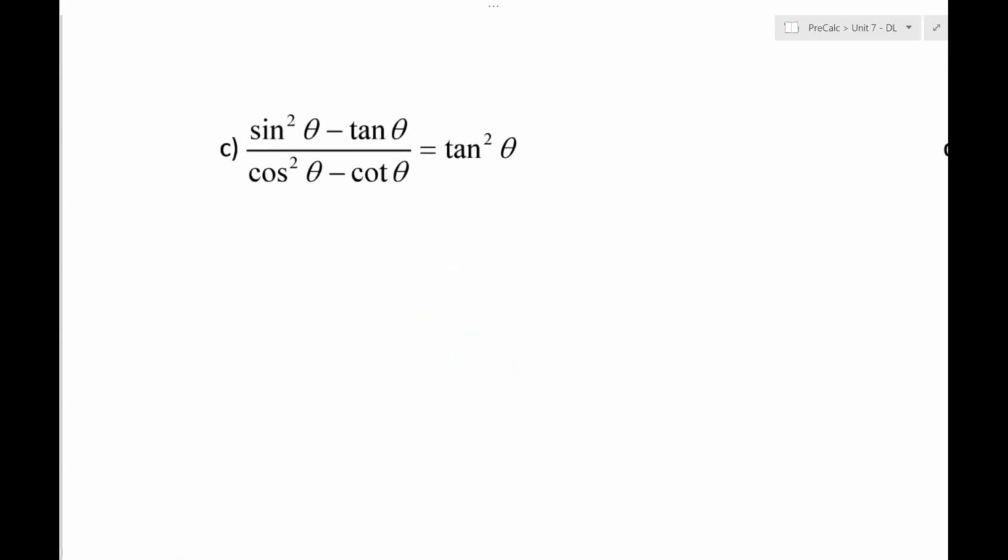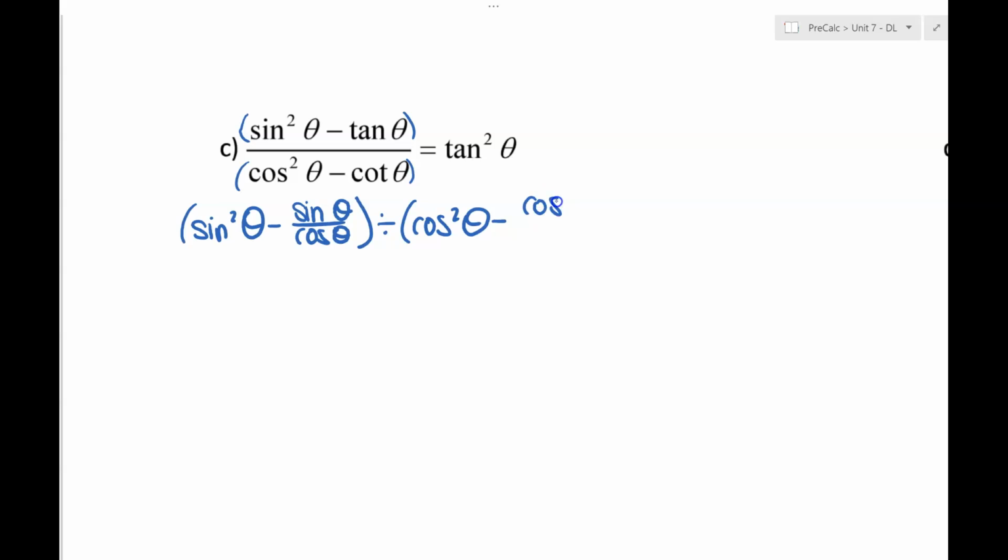Whoo, the left side is definitely the more complicated. Well, we know that there's a subtraction being divided by subtraction. So I'm going to split this out to be sine squared theta minus sine theta over cosine theta, because that's what tangent of theta is. And I'm going to divide that by the denominator, which is cosine squared theta minus cosine of theta over sine theta. Okay, well, I can't keep change flip because I don't have just two ratios, and that's only applying to fractions.